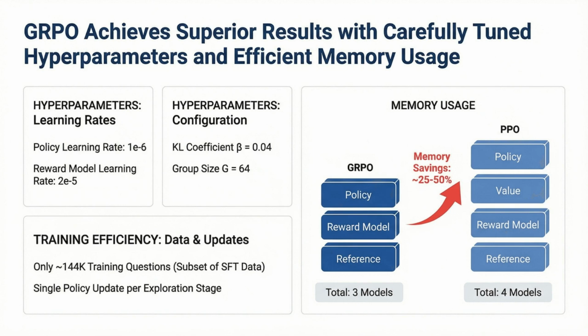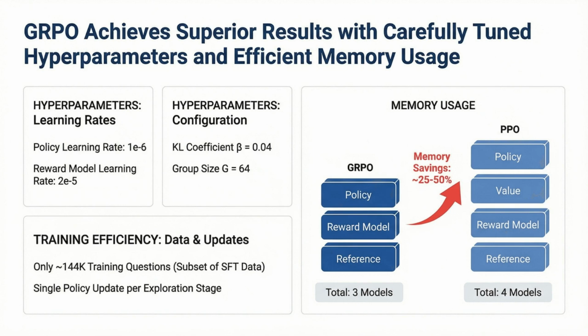The learning rate is very small, 1e-6, because you want stable updates. The KL coefficient is 0.04, which provides moderate regularization. An important detail: they only do a single policy update per exploration stage. This means after sampling 64 outputs and computing advantages, they update the policy once and then resample. This is conservative but stable. And notice the training data. Only about 144K questions, all from GSM8K and MATH. Despite this limited scope, the improvements generalize to Chinese math benchmarks and other out-of-domain tasks. This suggests that RL is learning something general about mathematical reasoning, not just memorizing specific problem types.